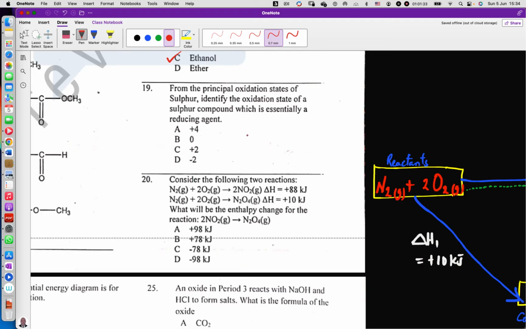For instance, sulfur dioxide: X minus 4 is equal to 0. X is equal to plus 4. So from the principal oxidation state of sulfur, identify the oxidation state of a sulfur compound which is essentially a reducing agent. Sulfur dioxide is a reducing agent. So we will now say it is A.